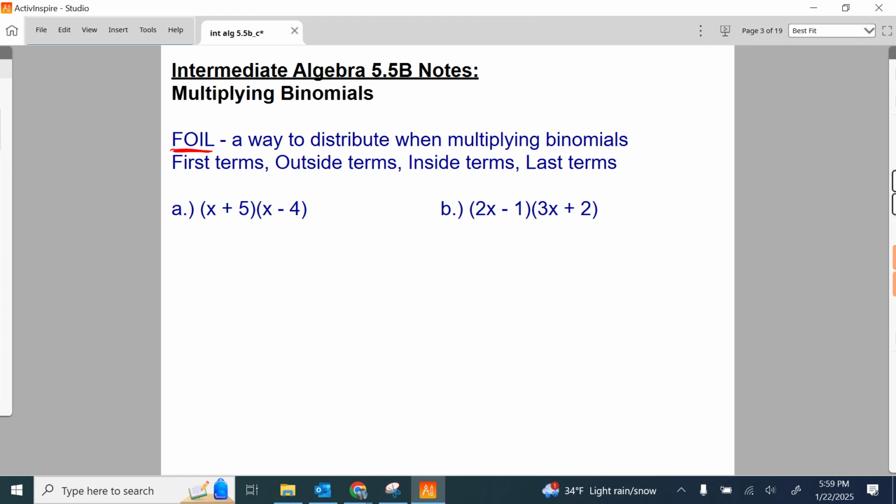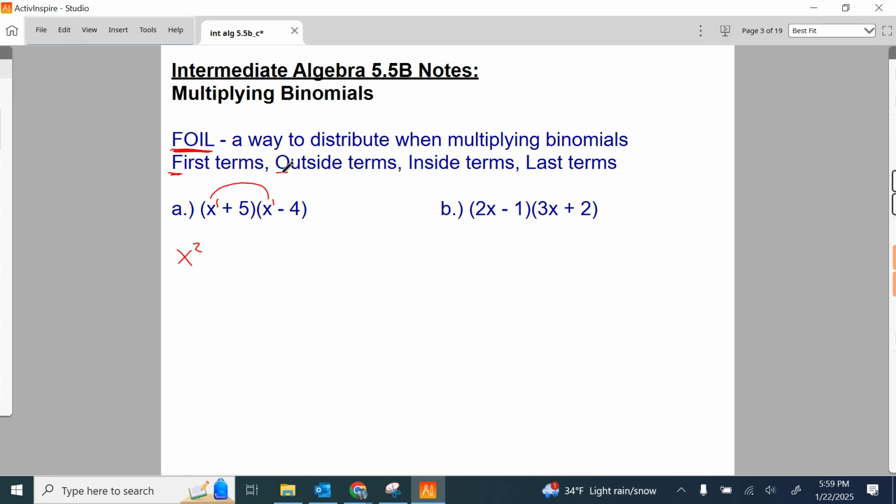Problem A. The first thing I'm going to do is put some powers of 1 with those x's to help with the multiplying and the exponent rules. The F in FOIL stands for first terms. So we're going to multiply the first one here times the first one there, the first two terms. If I multiply x^1 times x^1, my rule says I need to add those exponents, so it's going to create x to the power of 2. So there's the F.